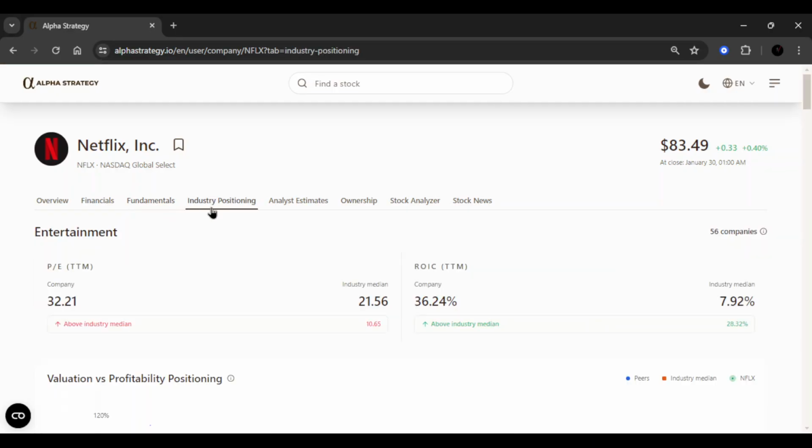Then we can go to industry positioning. This would be the third step of the analysis. You can watch the PE ratio and compare it to the industry median, right? So you can see that Netflix is trading at a PE that is higher, more expensive than its industry median, but it has an ROIC, a return on invested capital, that is much higher than its industry median, right?